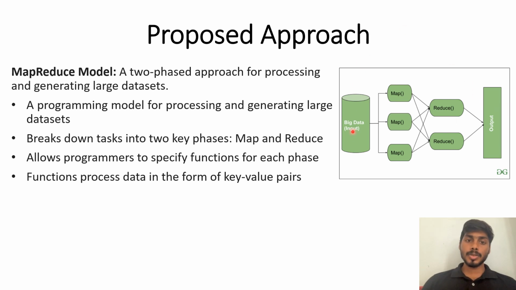It's clear, right? So the key and value pairs are the inputs to the map phase, and it generates the other key value pair. It then sends it to the reduce phase, and this produces an output. This is nothing but the MapReduce model.